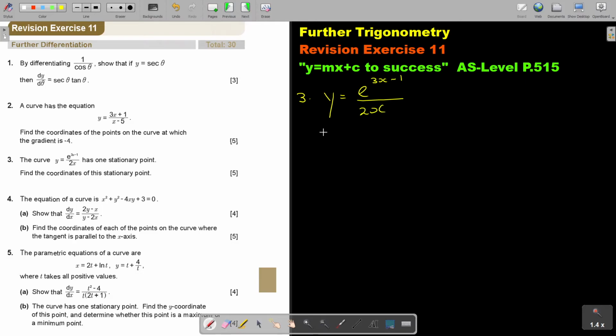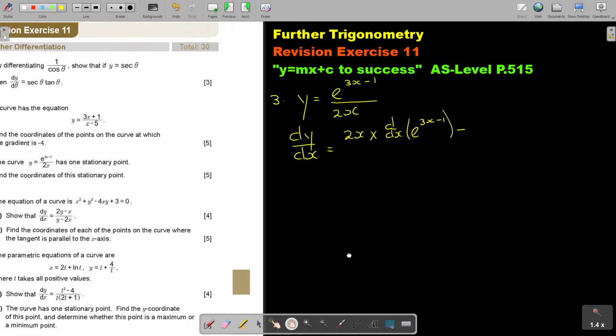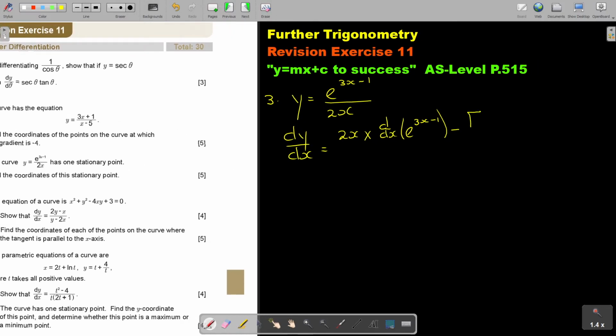And remembering e. So dy over dx is going to be, okay, I rewrite the denominator and I differentiate the numerator. Then I'm going to rewrite the numerator and I differentiate the denominator.